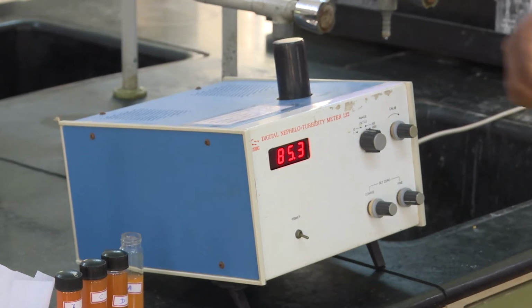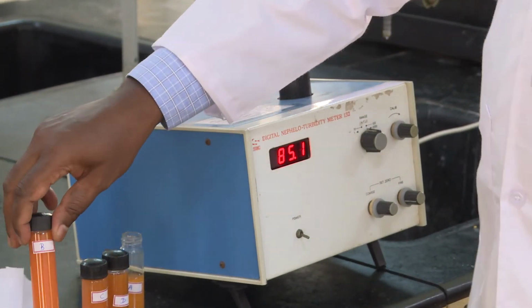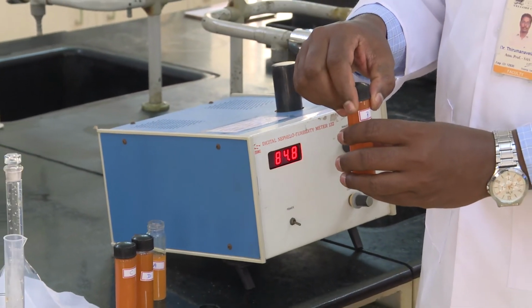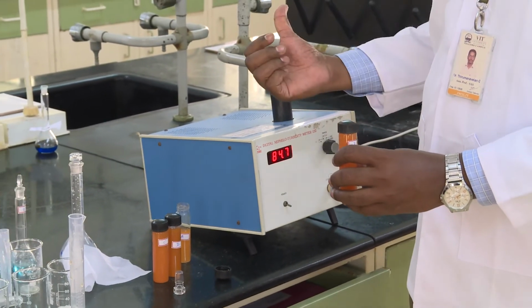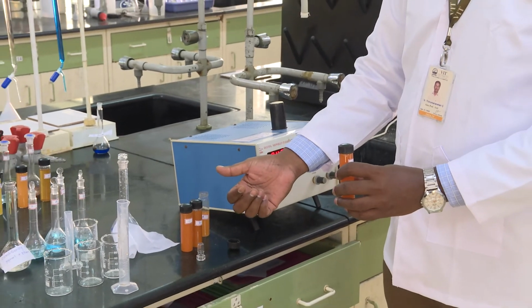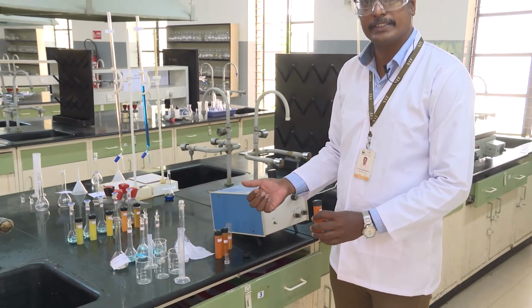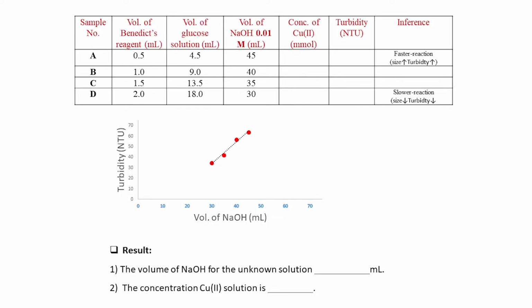Okay, likewise you can take 10 ml of B into the beaker, and then 10 ml of conditioning agent, and then transfer it into the tube, and then measure the turbidity of the other solutions B, C, and then D. Okay guys, once you measure the turbidity of all the samples A, B, C, and then D, you can note it down, you can put the values here.